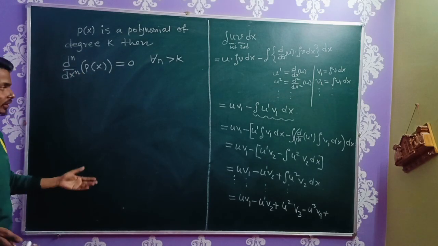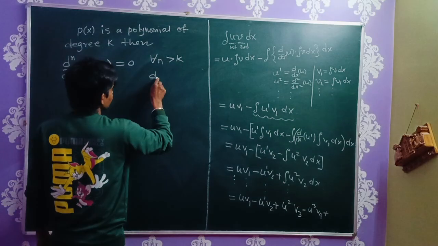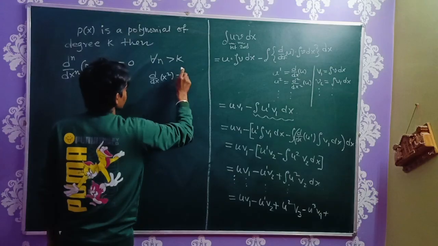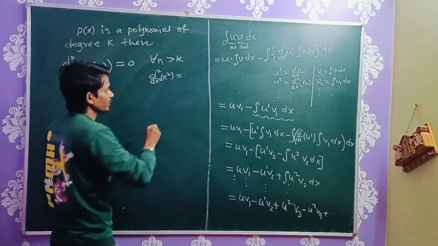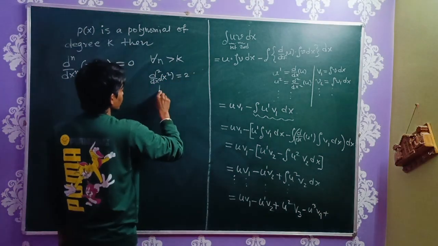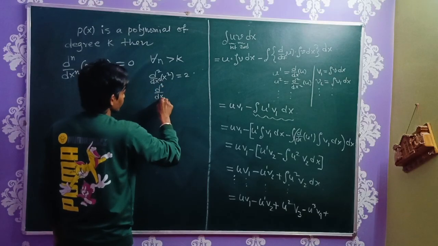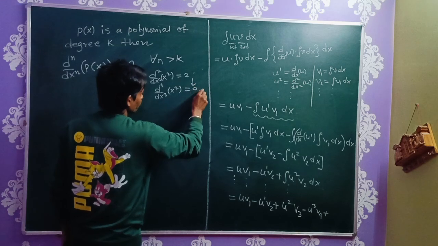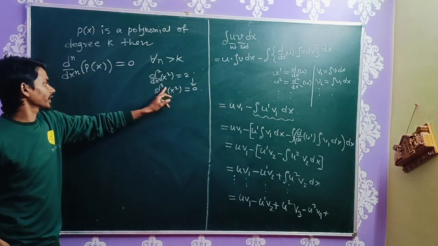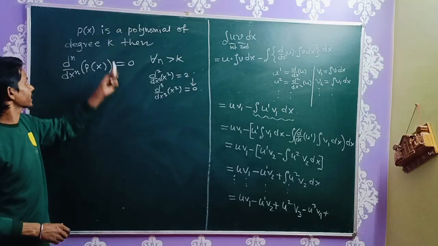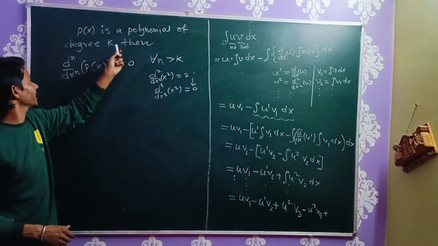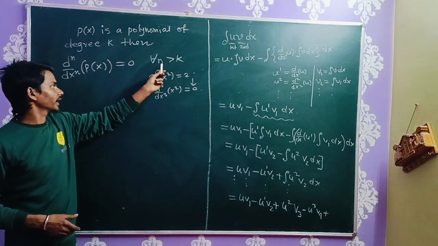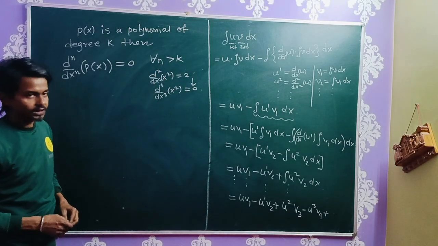You all know this, right? Because the derivative of x square is 2x. The second time you take the derivative, you get 2 here. Then the third time derivative of x square: a constant's derivative will become 0. So that's why for degree 2, the 3rd derivative becomes 0. So in general, if it is a polynomial of degree k, then the n-th derivative of that polynomial is 0 provided n is more than k. So this is a very useful result.